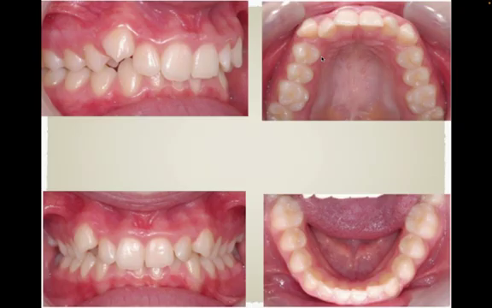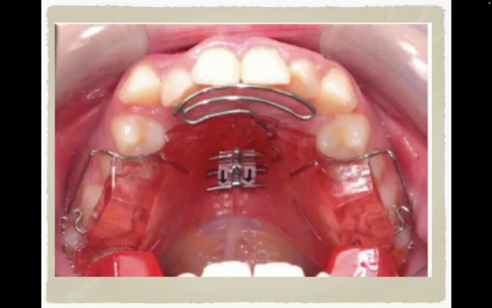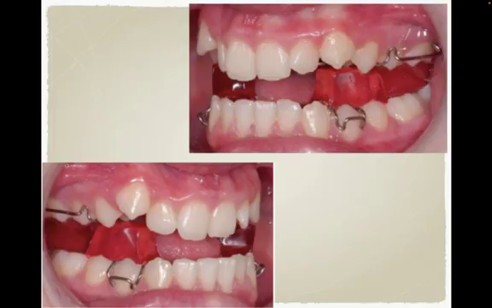Now, there's a modification that we can do to the twin block in which instead of making three appliances, removable, then functional, then fixed, we can add the component that will procline the upper incisors into the twin block appliance. So we call it a modified twin block. Like you see here in this patient, we have the same twin block upper, but we added a double cantilever to procline the upper incisors. And when we register the bite, this is the twin block, how the patient is posturing the mandible forward.